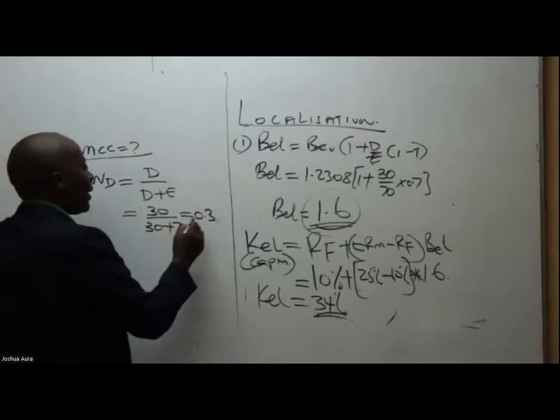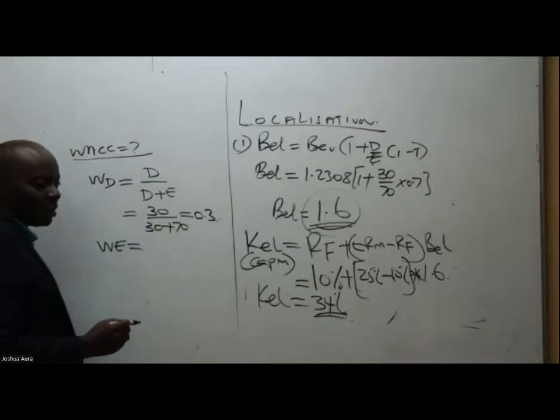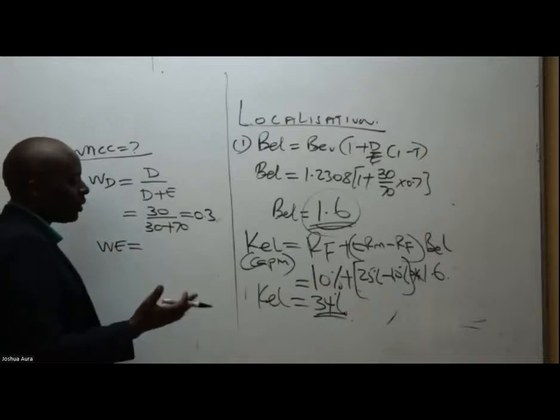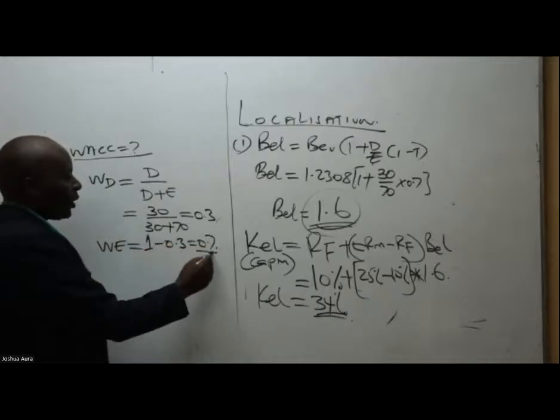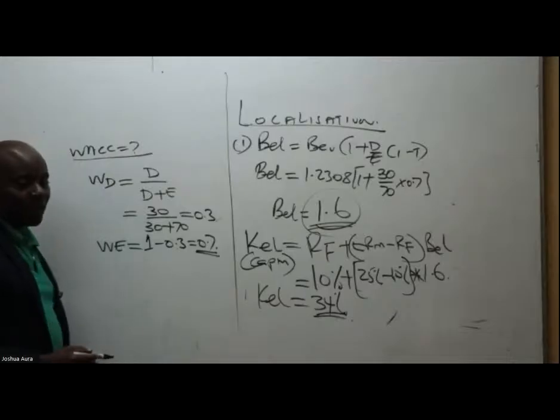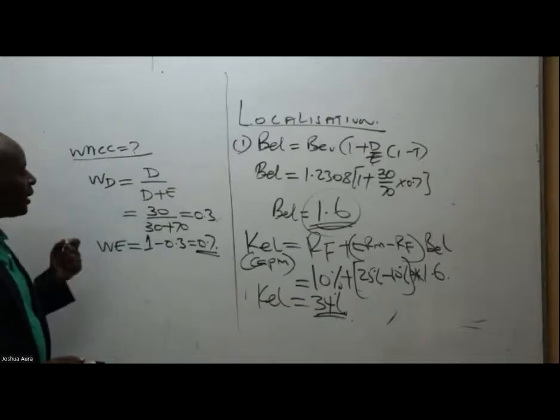And for sure, once I get the weight of debt, getting the weight of equity will not be a big deal. The weight of equity will be 1 minus 0.3, which gives me 0.7.